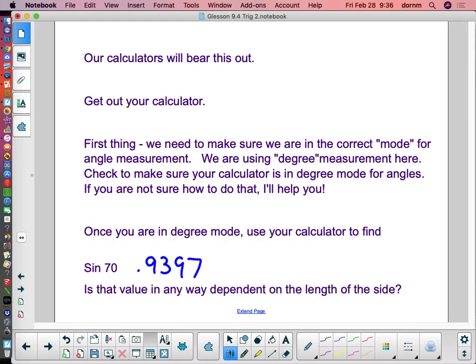So if you got something other than 0.9397, please raise your hand so I can come around and help you figure out what went wrong, so your calculator is working, and you are working your calculator in a way that you can do things.